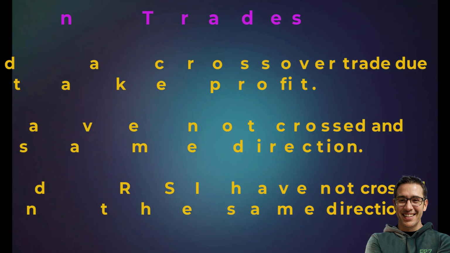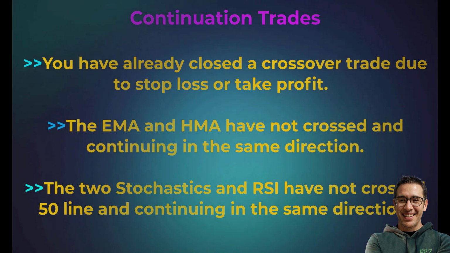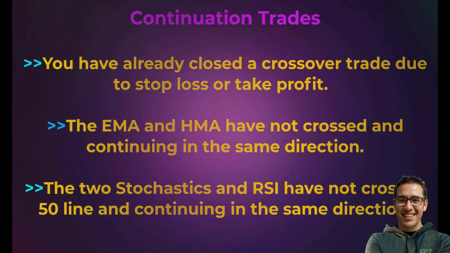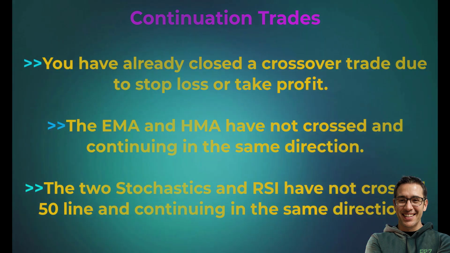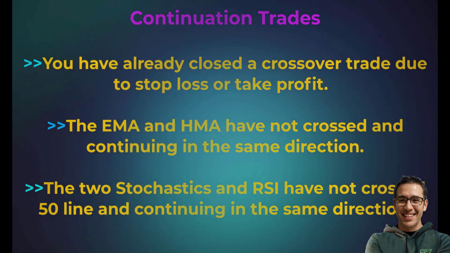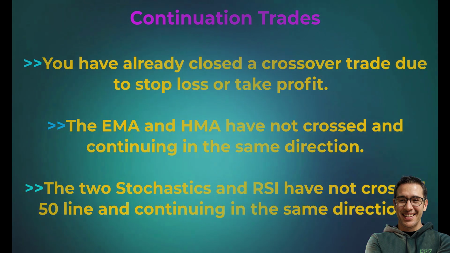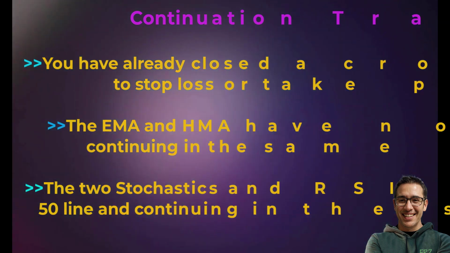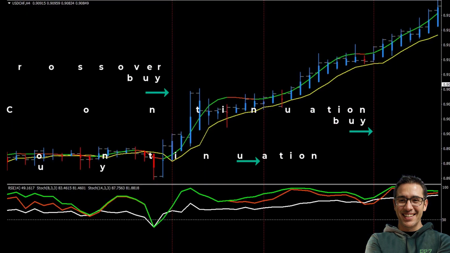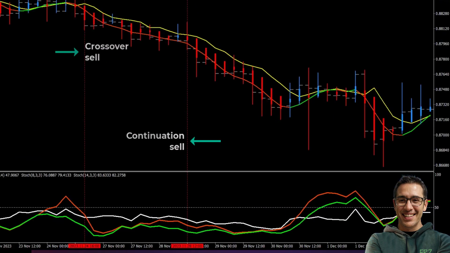Now let's look at continuation trade entry rules. You have already closed a crossover trade due to stop loss or take profit. The EMA and HMA have not crossed and are continuing in the same direction. The two stochastics and RSI have not crossed the 50 line and are continuing in the same direction. In such scenarios, we have the opportunity to make continuation entries. Here is an example of a continuation buy entry. Here is an example of a continuation sell entry.